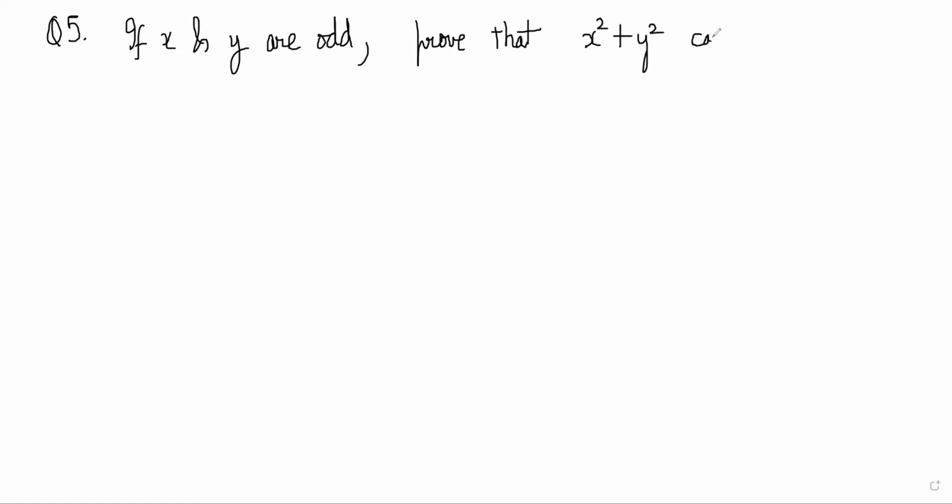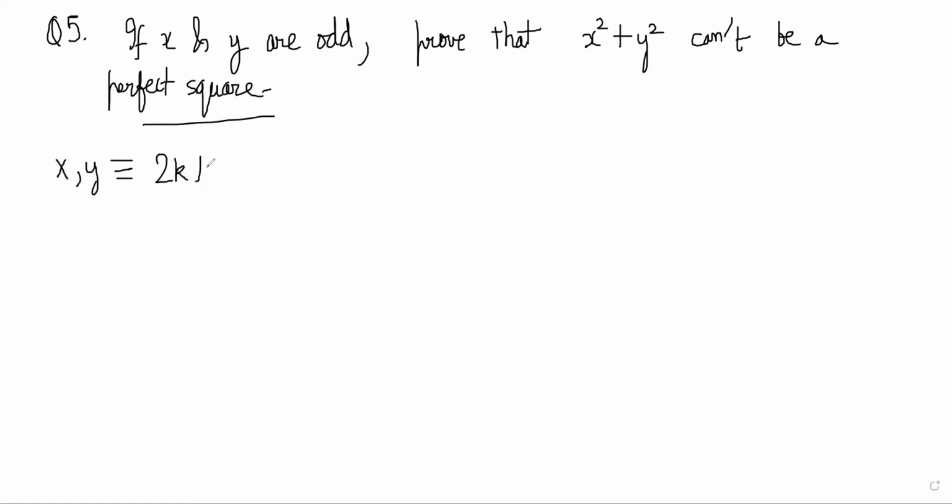If x and y are odd, prove that x square plus y square cannot be a perfect square. Great. So if x and y are odd, both of them are of the form 2k plus 1, or basically 1 mod 2, right?